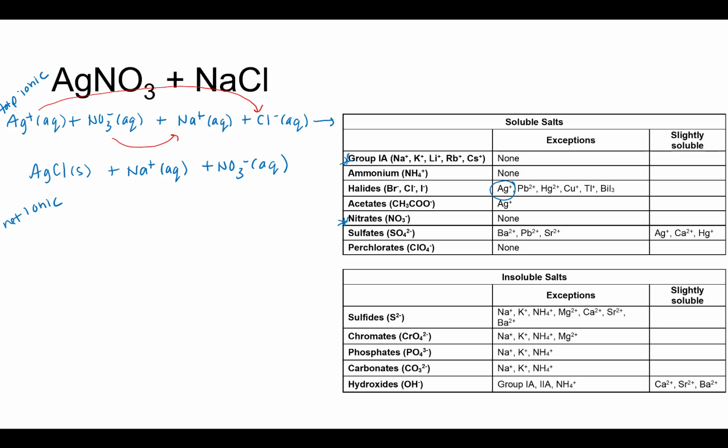There's no exceptions there. So in our net equation, we're going to remove the ions that are spectators, which are nitrate and sodium, so that when we write our net, we have Ag plus Cl minus is going to give us AgCl, and that is solid.